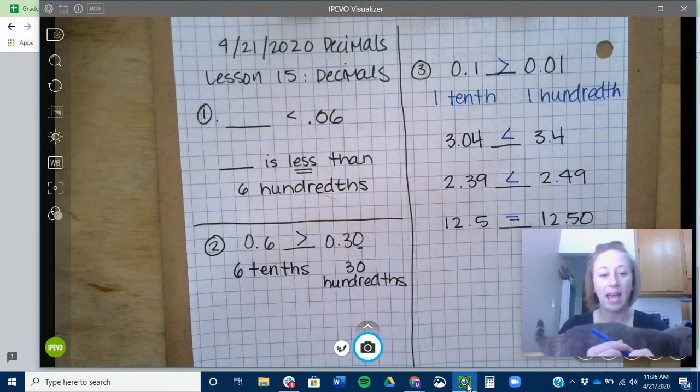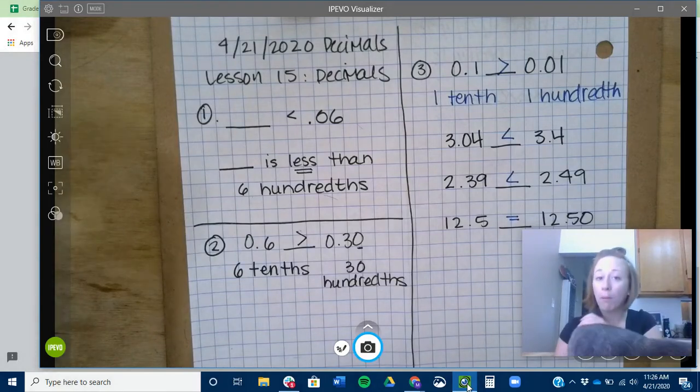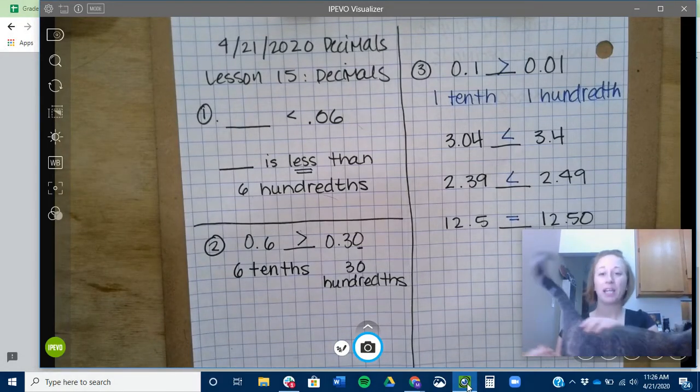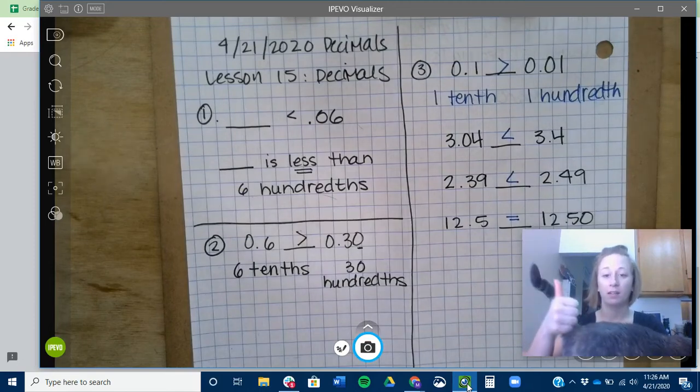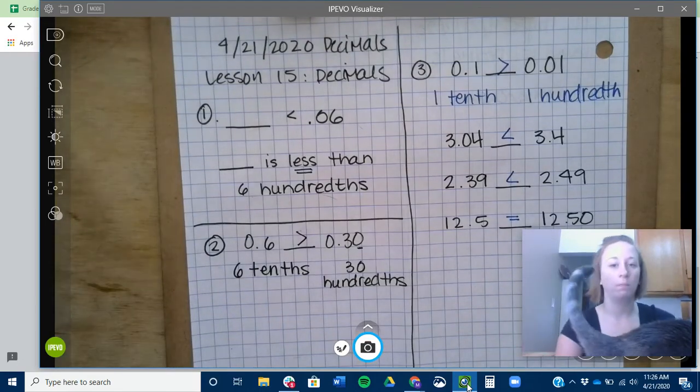Now let's just go ahead and make sure we select the correct symbol for each of our choices. It should be greater than, less than, equal.